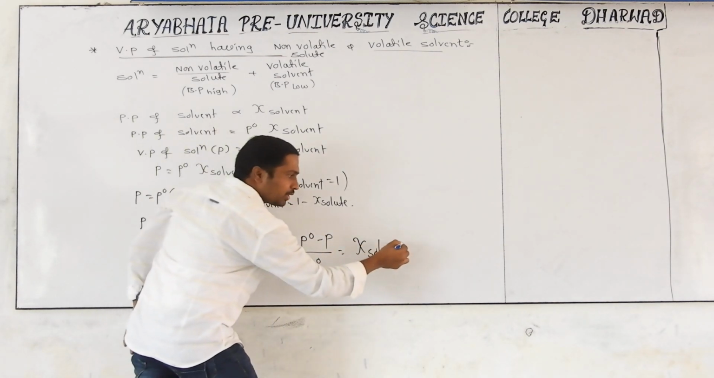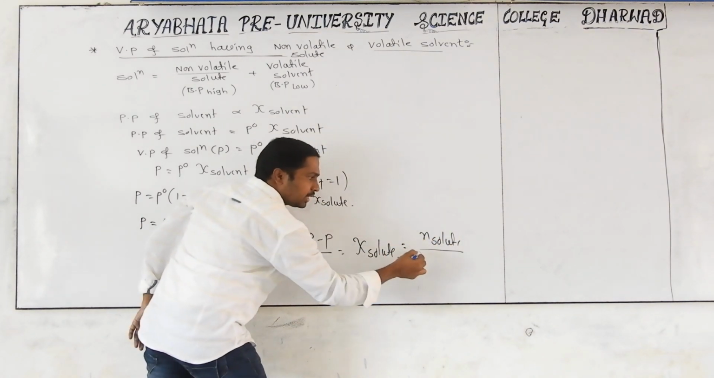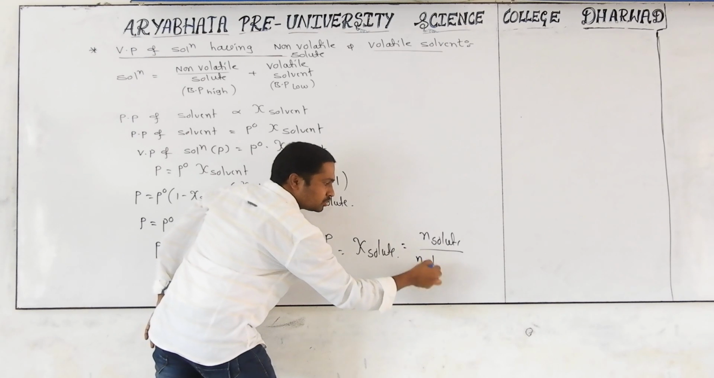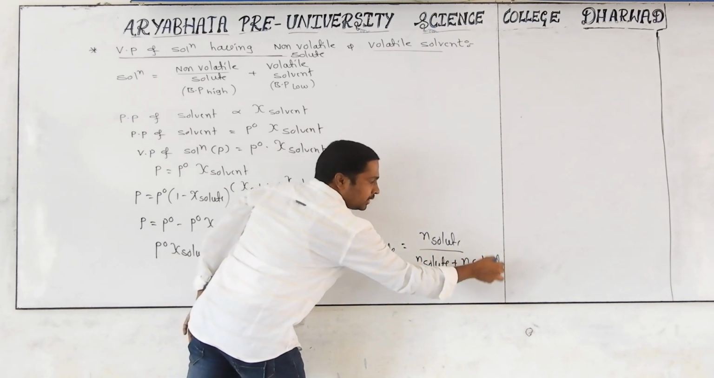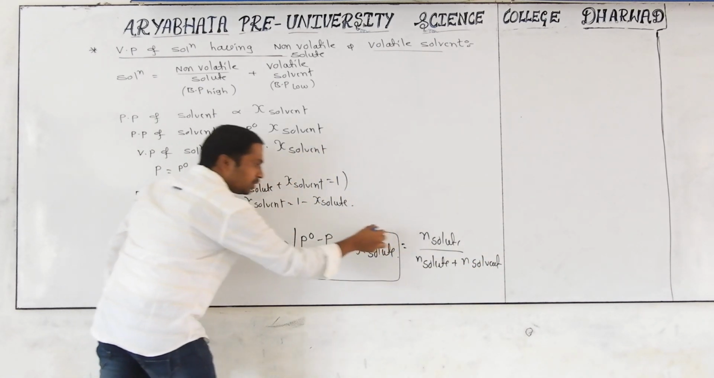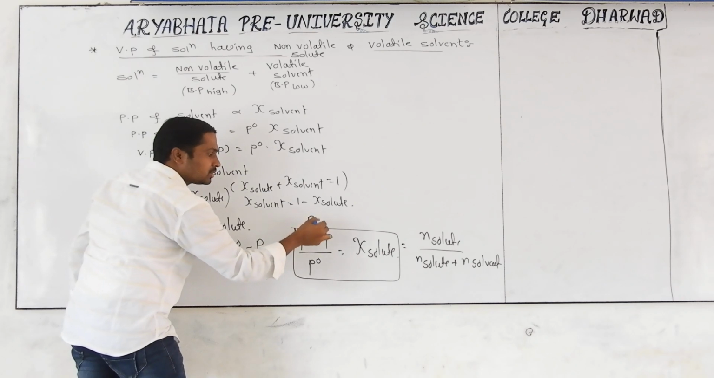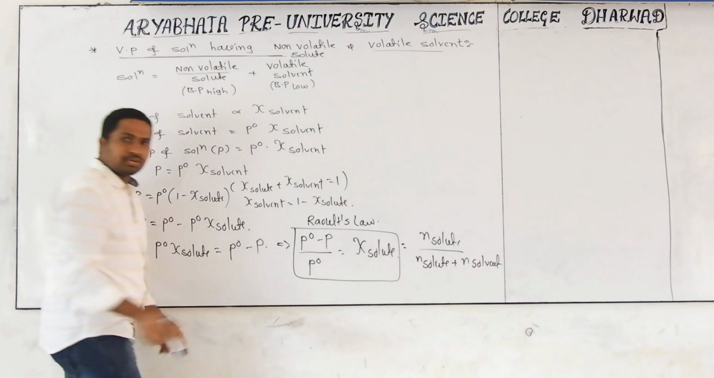You know very well what mole fraction is: the number of moles of solute divided by the number of moles of solute plus the number of moles of the solvent. Yes, here one important question is coming. This is what we are calling Raoult's law. What is Raoult's law? Are you getting that? Yes.